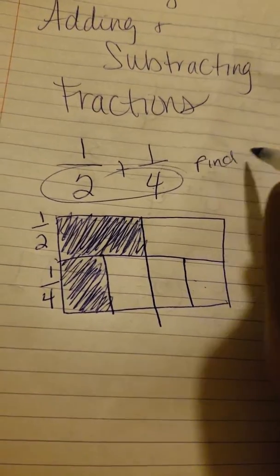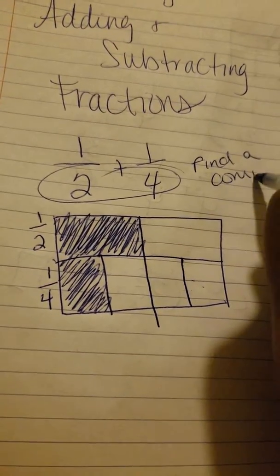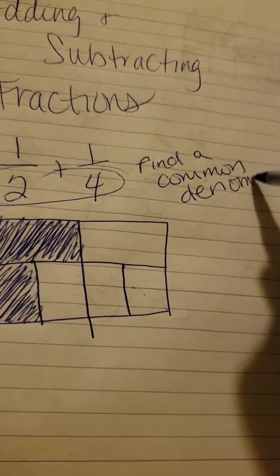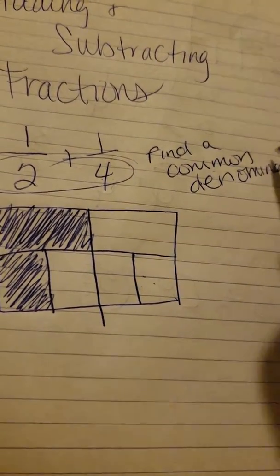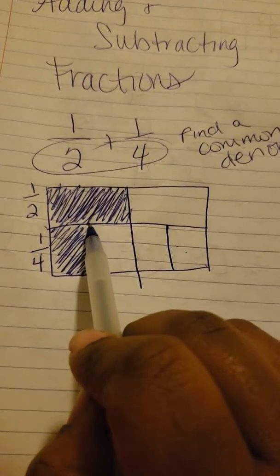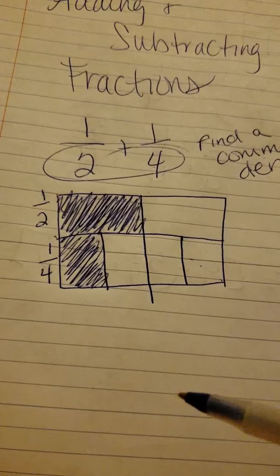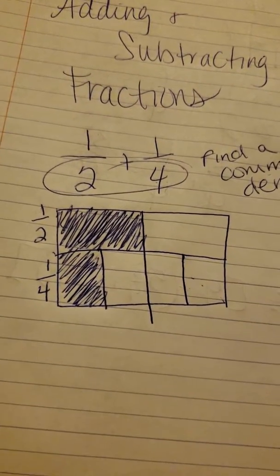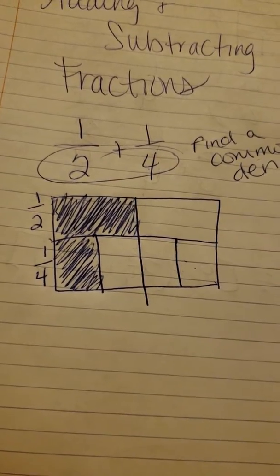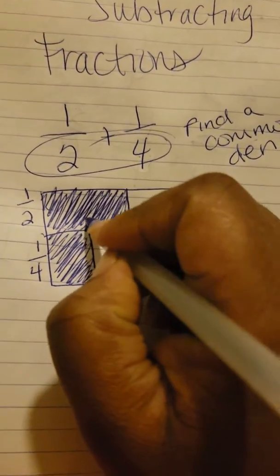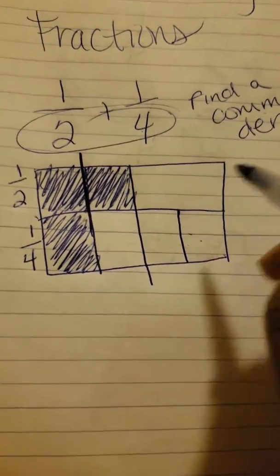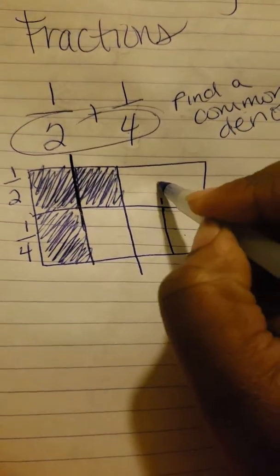I need to find a common denominator. The way that I do that is I need to make these pieces big. And what my students normally like to say is, those fractions are way too big, you need to cut it. And so we'll cut the bigger fraction into equal pieces. And all we do basically is just trace the lines.